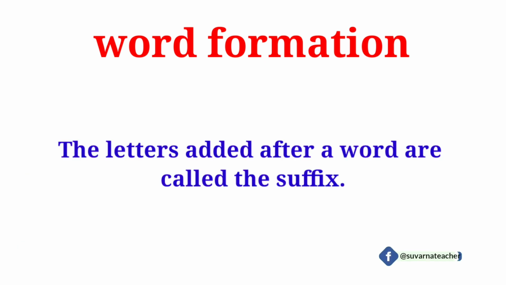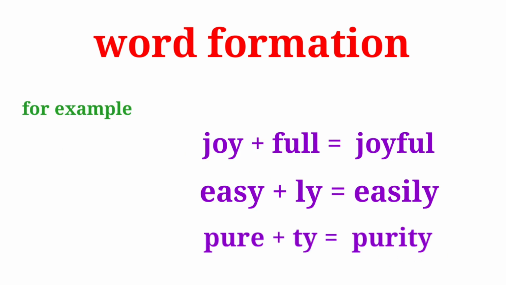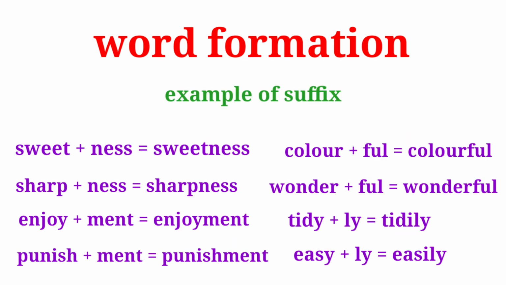The letters added after a word are called the suffix. For example, joy plus ful, joyful; easy plus ly, easily; pure plus ty, purity. More examples of suffix: sweetness, sharpness, enjoyment, punishment, colorful, wonderful, tidily, easily.